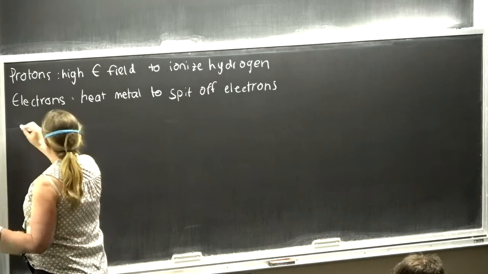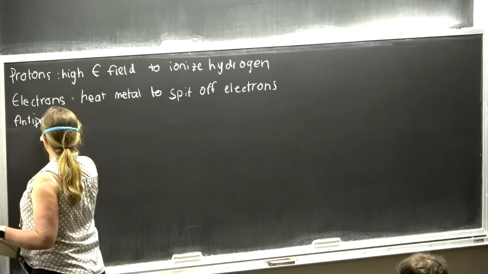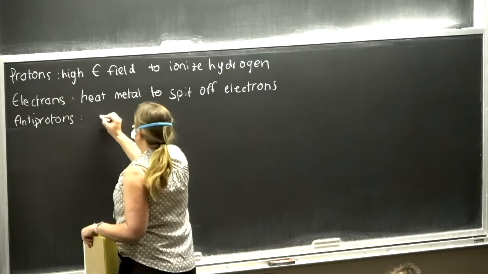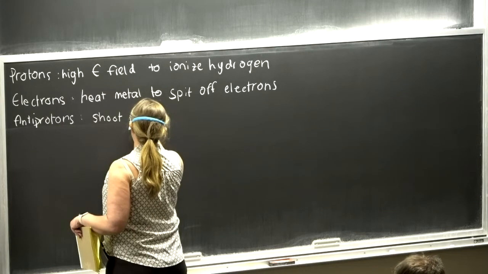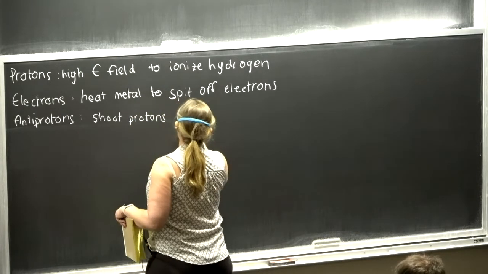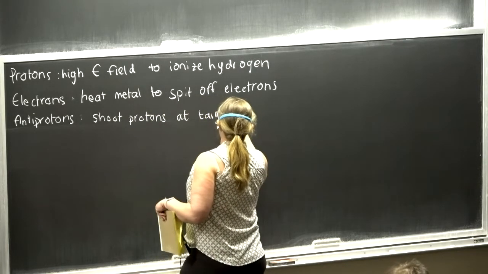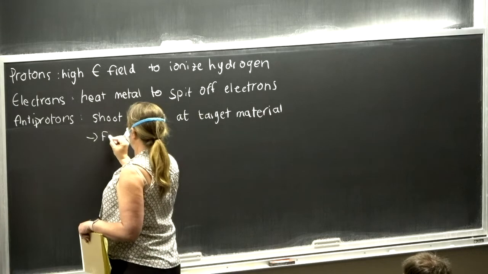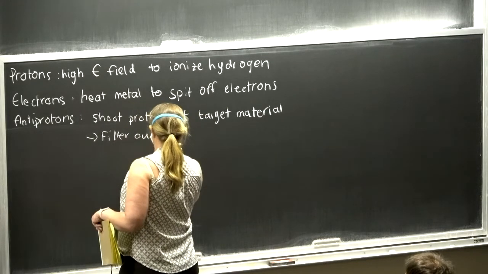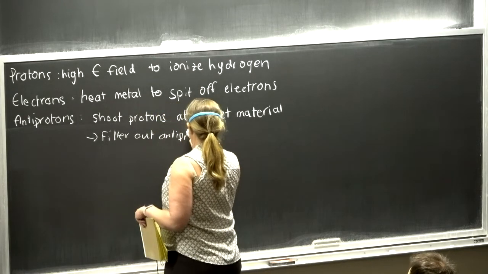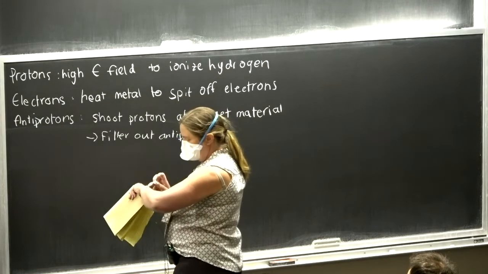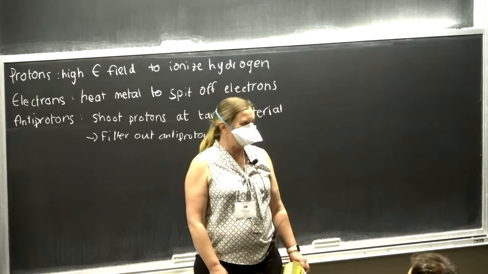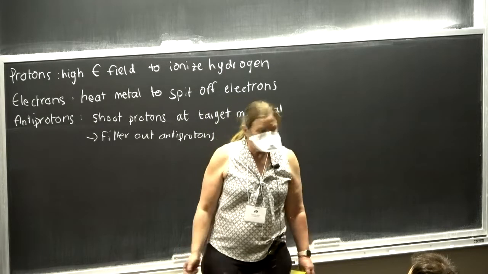Then antiprotons is what we used to have in the Tevatron, but we don't in the LHC, essentially because antiprotons are a lot harder to handle than protons. We actually need to shoot protons at target material, and then we need to filter out the antiprotons. Okay. So that's how you'd make the various different particles. And you do have to worry about that, right? You can't just say, I want to buy a box of protons and use them. You actually have to make them yourself, essentially in situ.